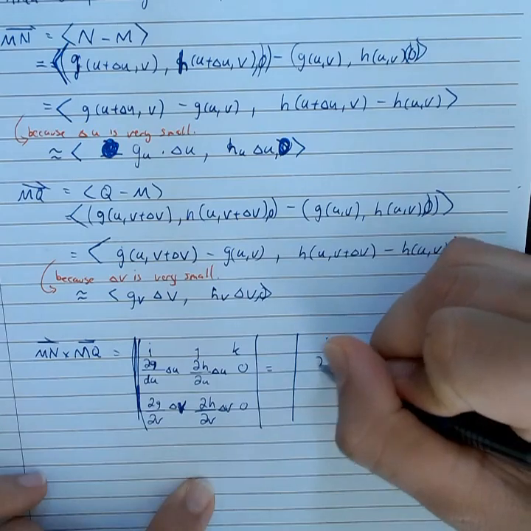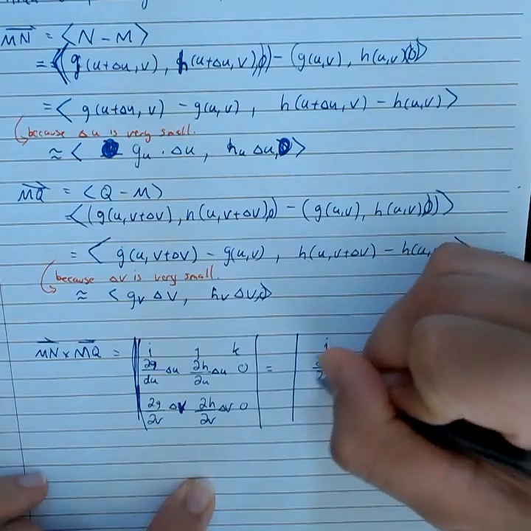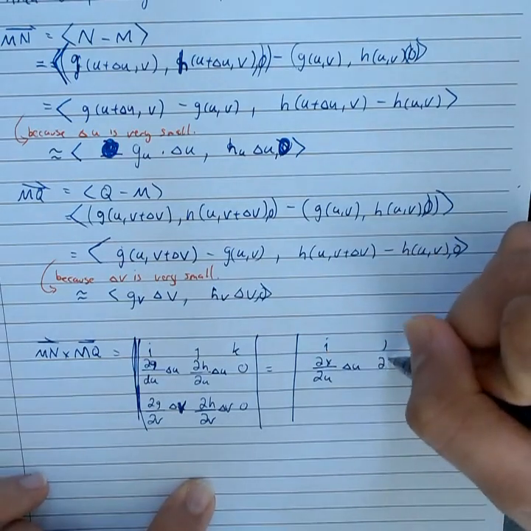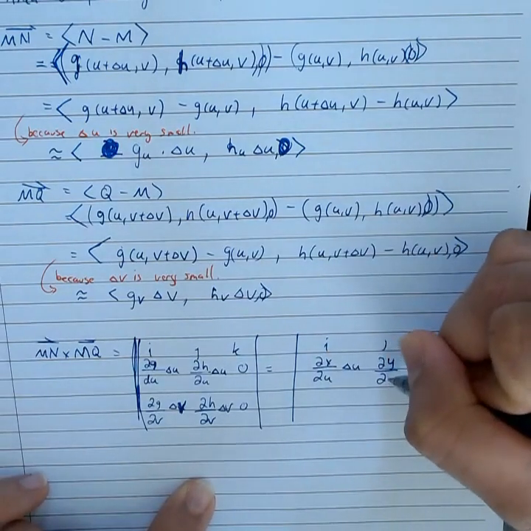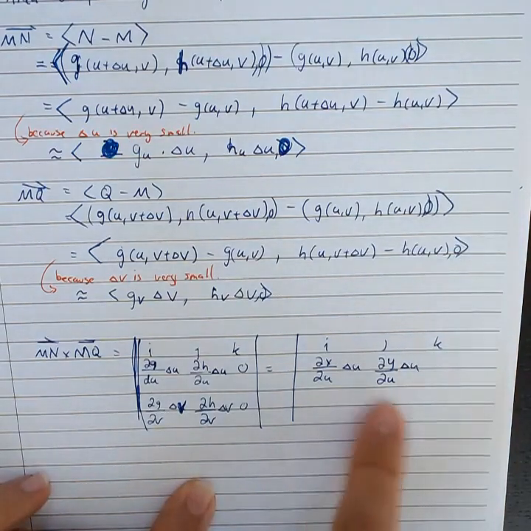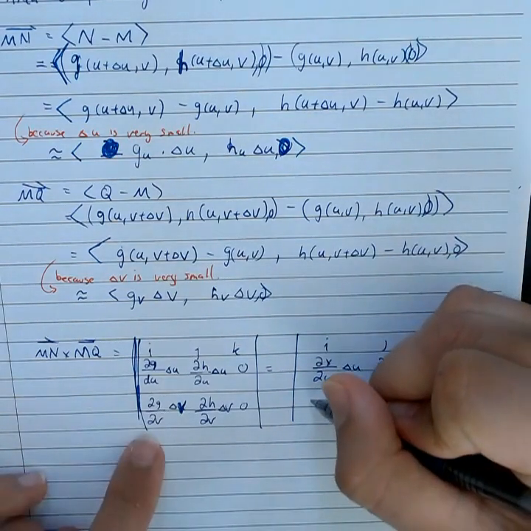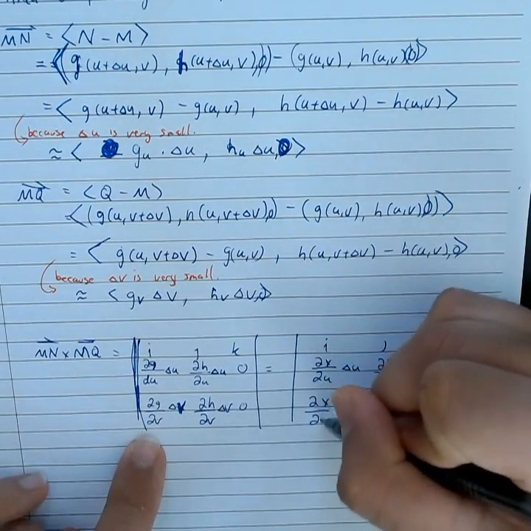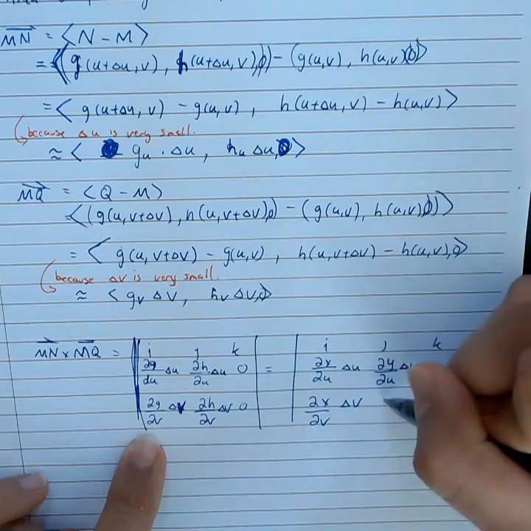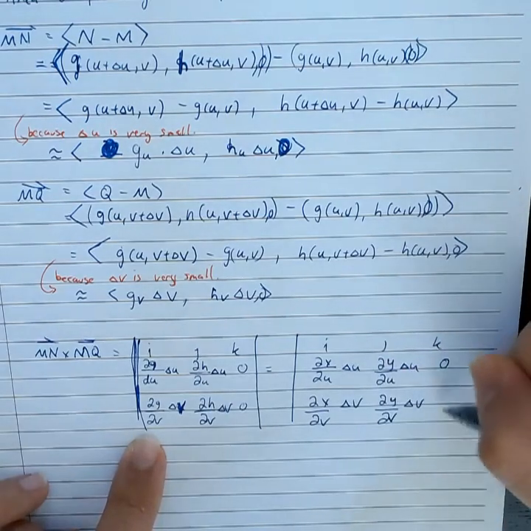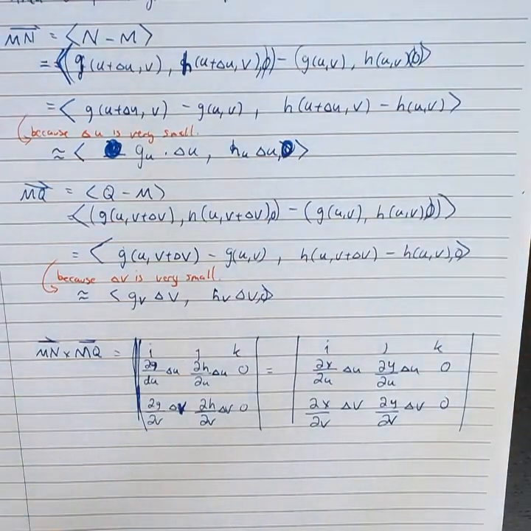This would be the partial of X with respect to U, delta U. This would be the partial of Y with respect to U, delta U. Notice this is starting to look like the Jacobian here. This is the partial of X with respect to V, delta V. And this is the partial of Y with respect to V, delta V. And of course, these components are 0. Okay.